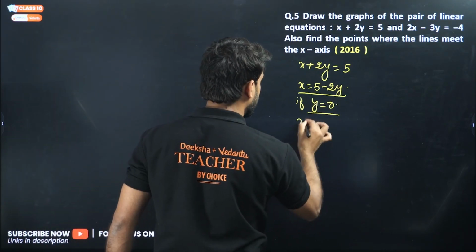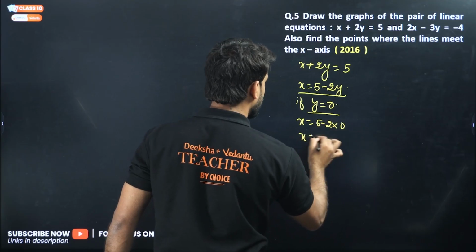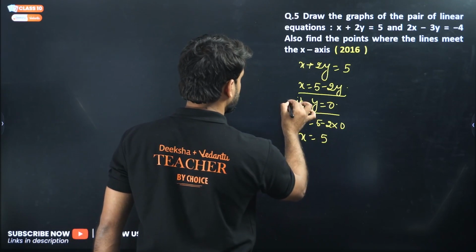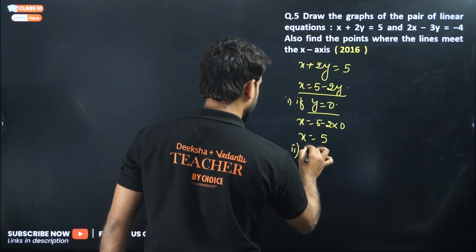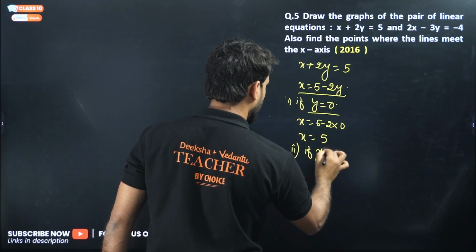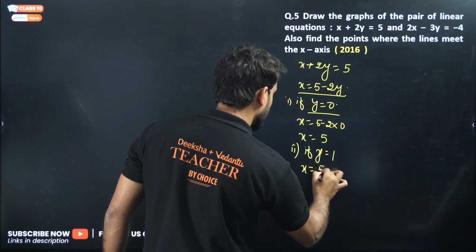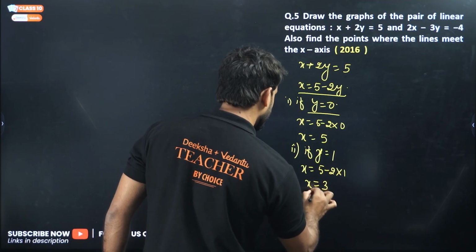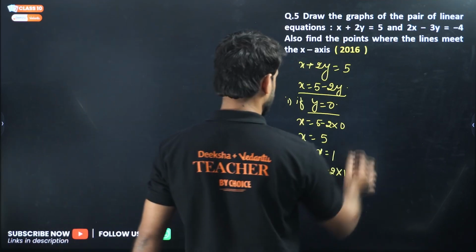So what will be the value of x? 5 minus 2 into 0, and this will be 5, right? This is first. Okay, second, if y equals to 1, so what will be the solution? x equals to 5 minus 2 into 1, which will be equals to 3.